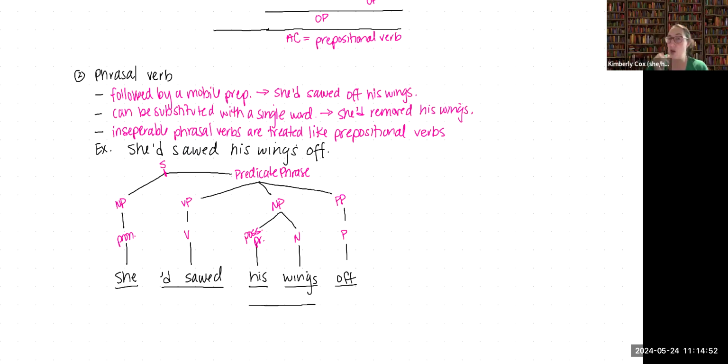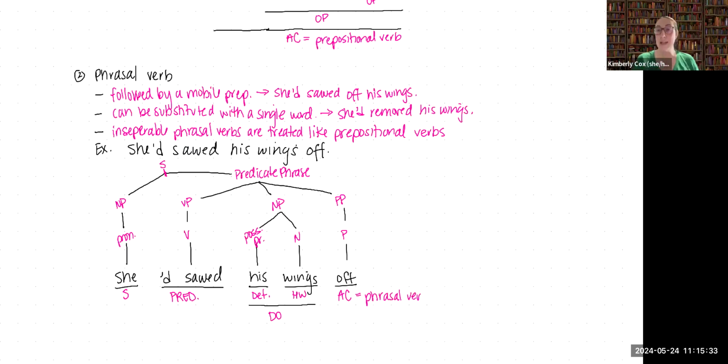So let's go ahead then and talk about the function of these words. She in this is going to be our subject. Apostrophe D sawed will be our predicate, right? His is a determiner, wings is the head word. They're what are being sawed off, so that means they're our direct object. And then off, because it's so essential to sawed, right? Like it's not just that she sawed them off. She removed them. It is going to be an adverbial complement, but in this case, it is a phrasal verb.